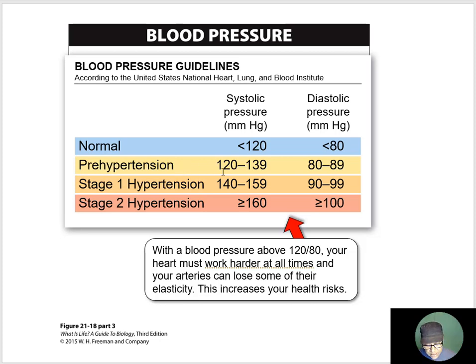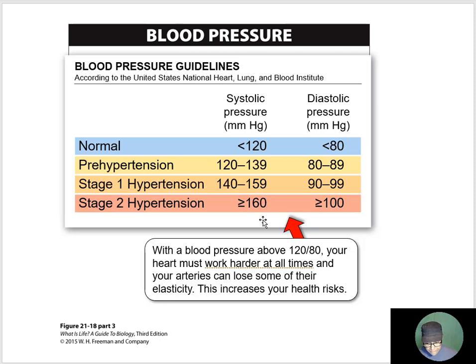Pre-hypertension is a systolic anywhere between 120 and 139, and a diastolic between 80 and 89. Stage 1 hypertension is a systolic between 140 and 159, diastolic between 90 and 99. And stage 2 hypertension is greater, systolic greater than 160, and a diastolic greater than 100. That's a lot, right? Greater than 160.